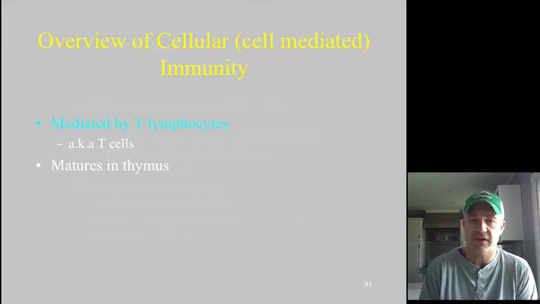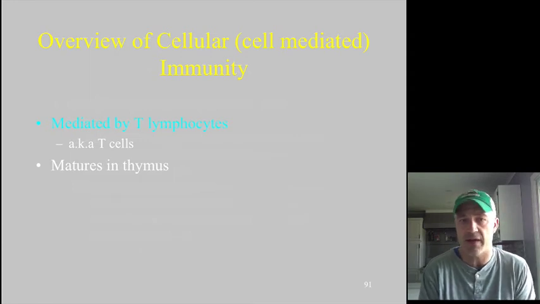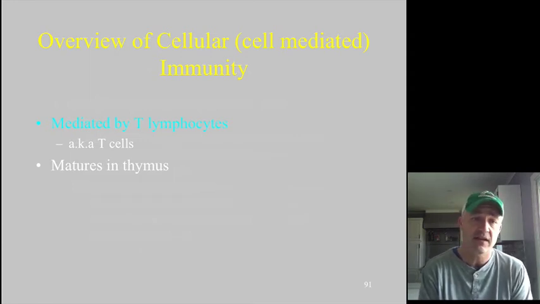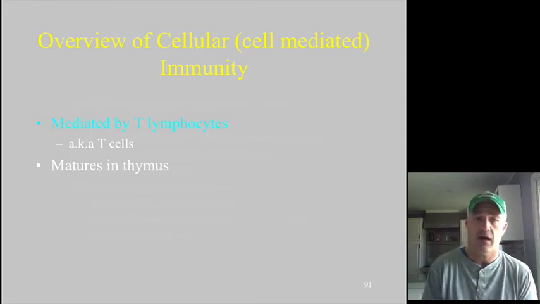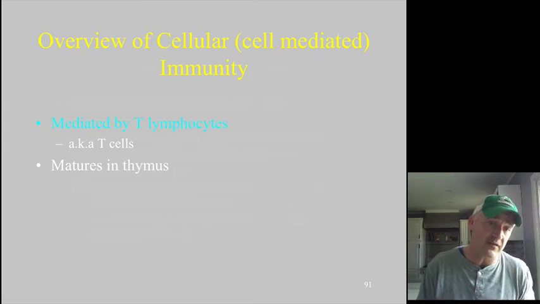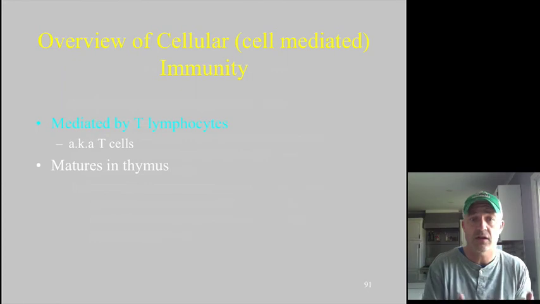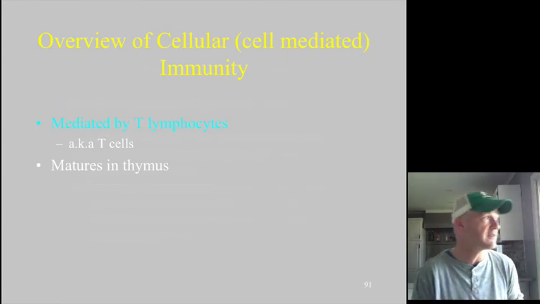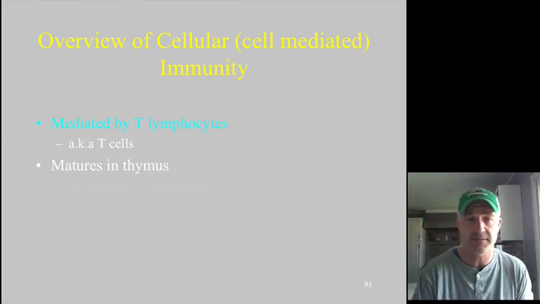T cell maturation, like I said, is going to happen differently than B cell maturation. It takes place in the thymus, so a lot of times we could talk about thymus-derived lymphocytes or T cells. Both T cells and B cells are going to start out in the bone marrow, but the T lymphocytes, when they're released into circulation, migrate to the thymus and are going to mature in the thymus.